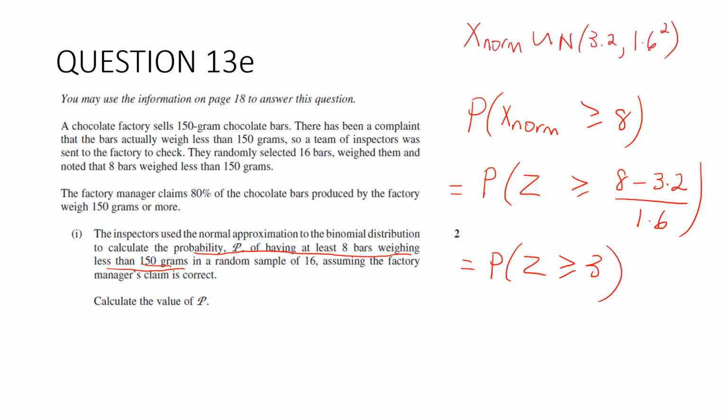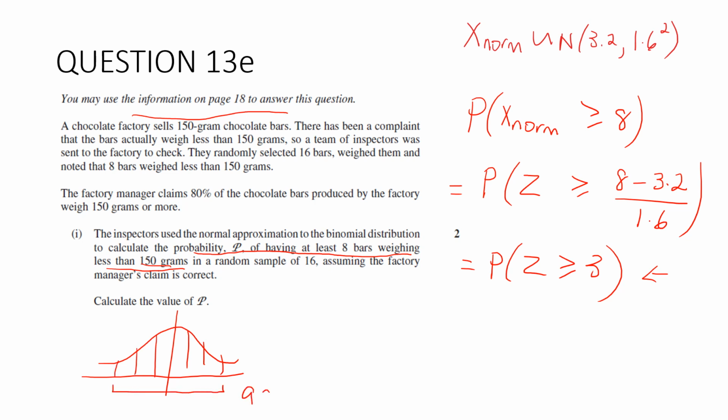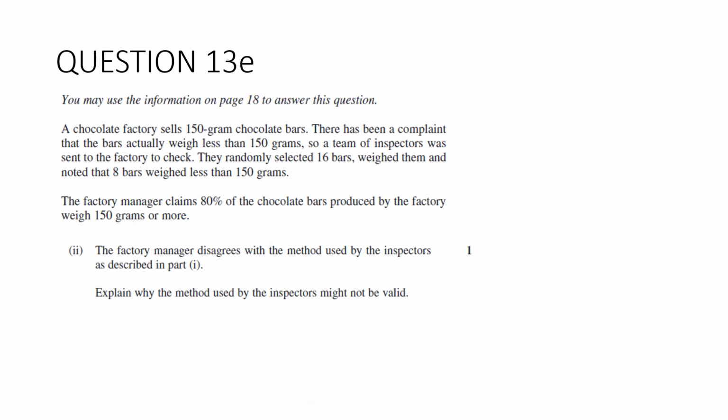Now it says up the top here that we could use the information on page 18, but this is actually one of our empirical values. So do you remember this? 3 standard deviations either side of the mean. Do you remember the percentage? That's 99.7%. So in here and here is 0.3, and in this side, which is where we want it, it's 0.15. So this probability is 0.15%.